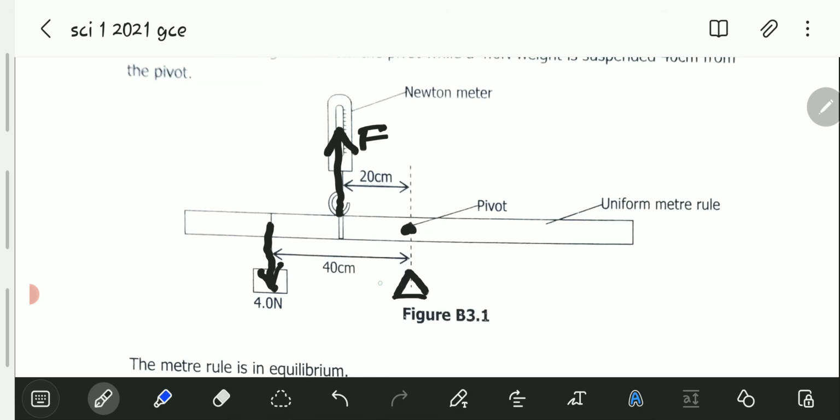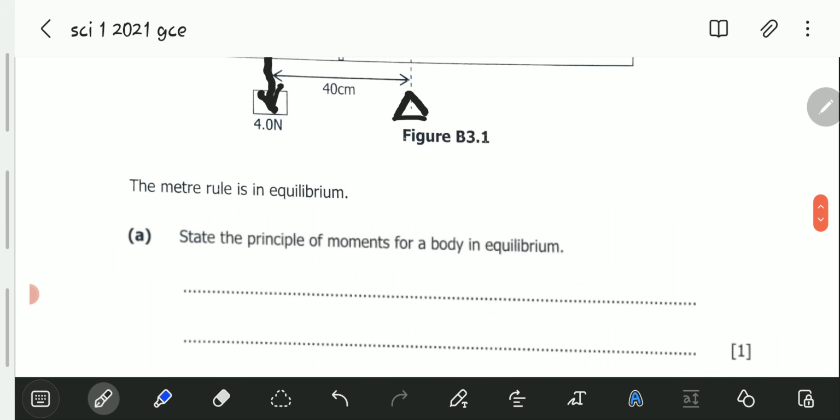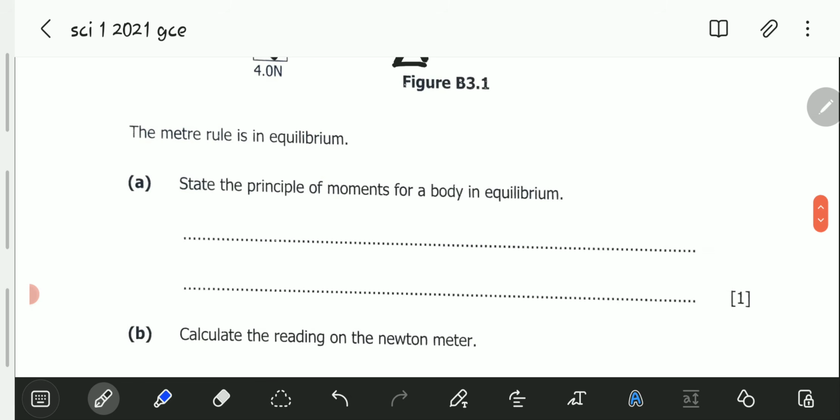Now because it is pivoted at the center of the rule, the weight of the rule plays no part in this whole arrangement. The weight of the rule is ruled out as any potential force that acts on the rule. Now the meter rule is in equilibrium. What does the word equilibrium mean? Equilibrium means that the meter rule is balanced.